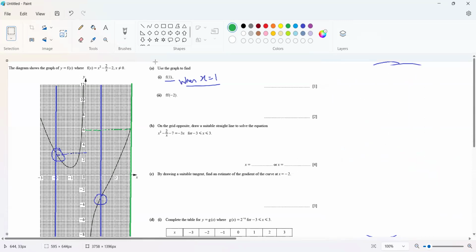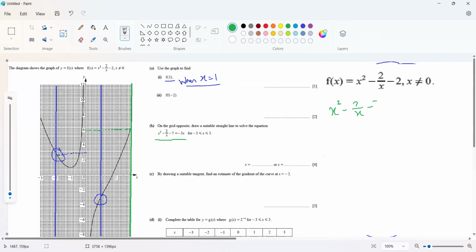So for the next part, on the grid opposite, draw a suitable straight line to solve this equation. Now, in order to solve any equation for this kind of graph equation, it is always based on your original graph equation. So first of all, we will look at the original graph equation, which is f(x) = x squared minus 2 over x minus 2, right? So the question is giving you x squared minus 2 over x minus 7 equals negative 3x. You need to match this left side as best as you can. So what you can do is that this is 7 over x here, right? Minus 7. A couple of values you need to alter.